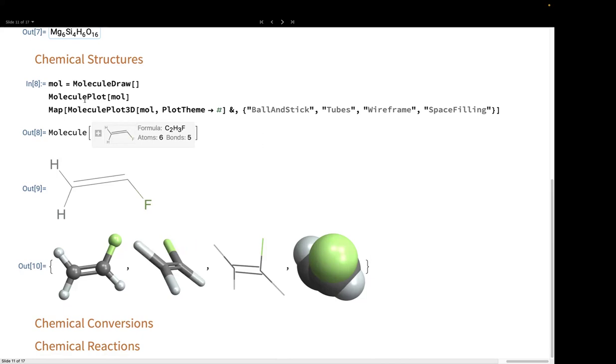So we have quite a bit for structure. We could do much more than molecules. We can do biosequences, proteins, the whole nine yards. We're working on crystal structures.